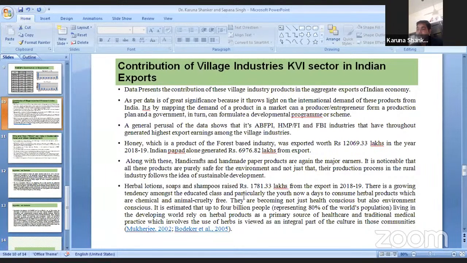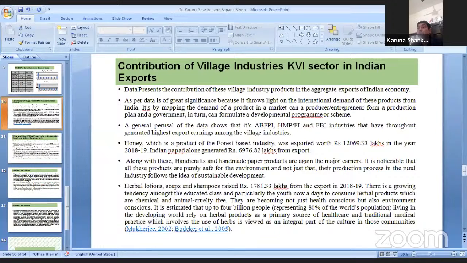So if these types of products increase overall export in India as well as abroad, then this can play an important role in protecting the sustainable development concept. So the data on the contribution of these village industries' products to the aggregate export of the Indian economy is as per the data of the KVIC and MSME annual reports, and also the annual reports of the economic survey of the country.